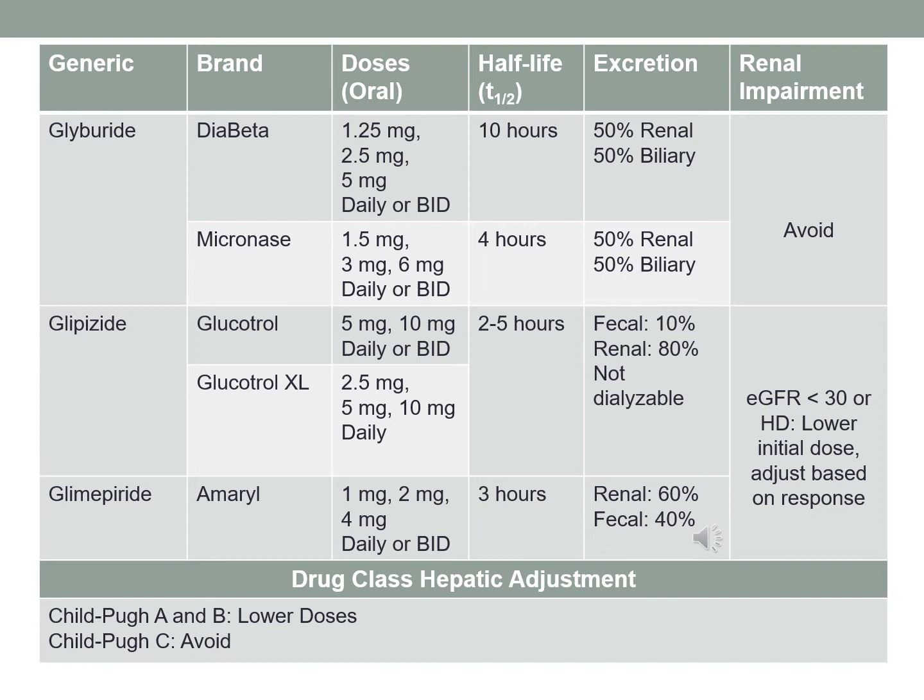Glipizide also has two available formulations. The extended release formulation is dosed once daily. Glyburide should be avoided in renal impairment, while glipizide and glimepiride can be used at lower doses. For hepatic adjustment as a drug class, sulfonylureas can be used at lower doses in patients with Child-Pugh A and B scores and should be avoided in Child-Pugh C score.